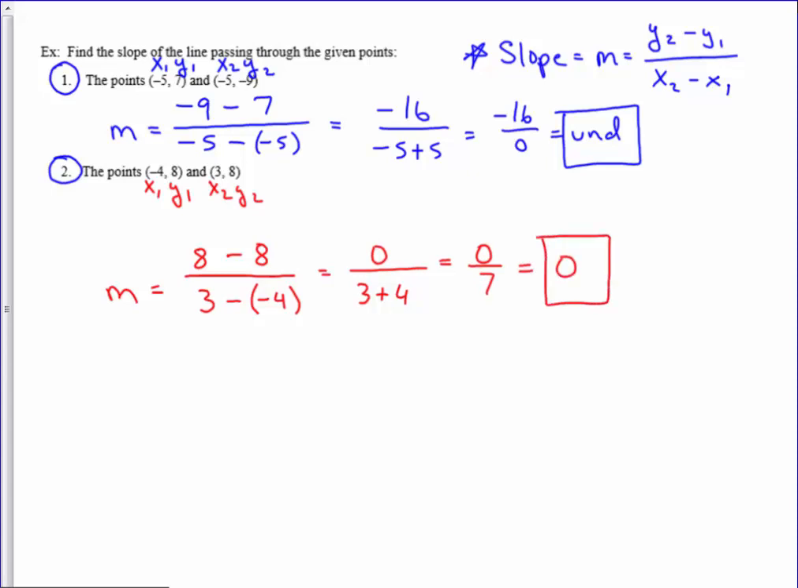For this example, it should make sense that my slope is 0. If I were to actually graph these 2 points and then draw a straight line through them, I would discover that I have a horizontal line. And I know that a horizontal line always has a slope of 0.